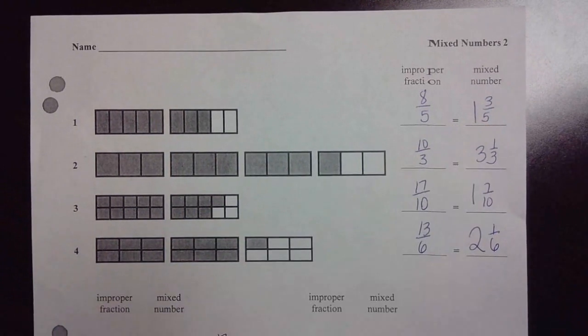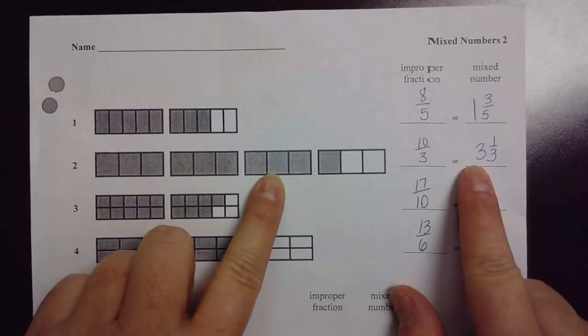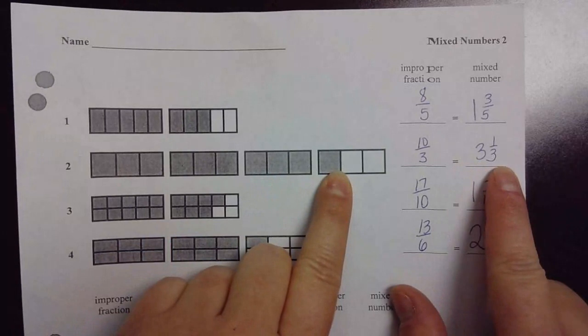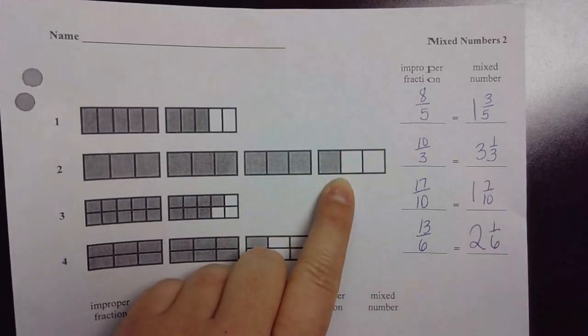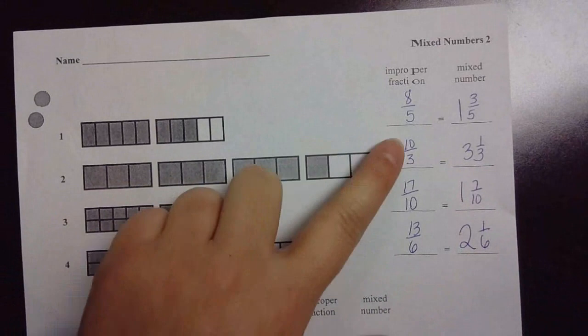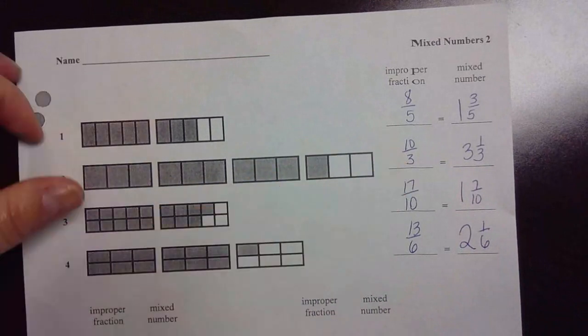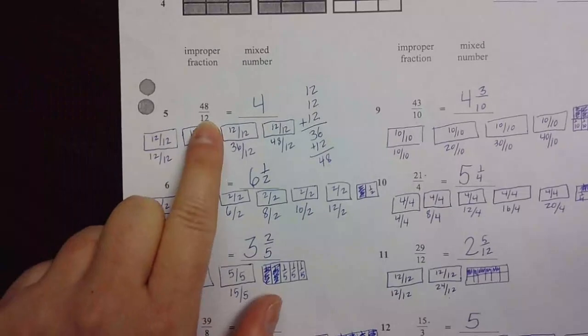Then we had 1, 2, 3 wholes. Here's our mixed number, 3 wholes. And how much of this is shaded? 1 of these 3. As I was saying, there's 3 in each whole. These are all thirds because there's 3 parts of the whole. How many total thirds are shaded? 10 thirds.